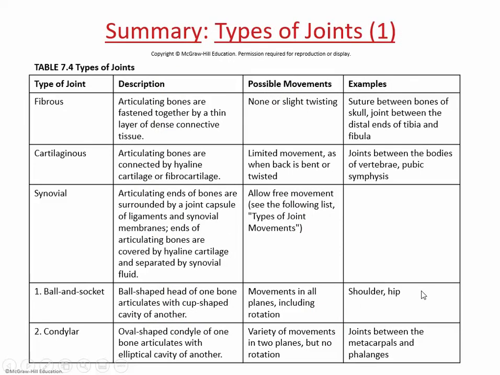So the summary: fibrous joints, you don't get very much movement. Suture joint is a suture or a synostosis, coming together of bone. The joint between the distal end of the tibia and fibula is a syndesmosis. The fibers are a little bit longer. The longer the fibers, the more movement that is allowed.